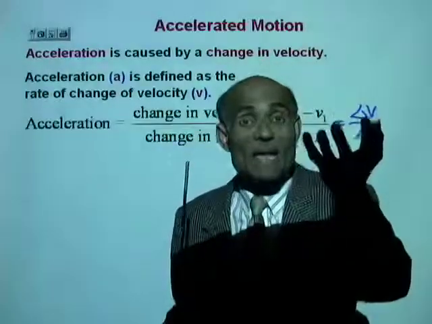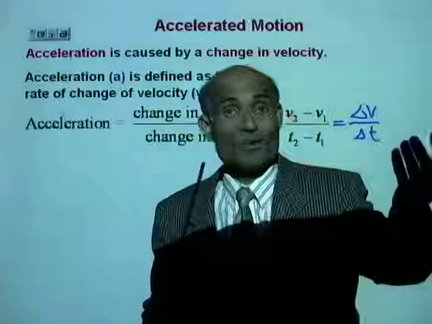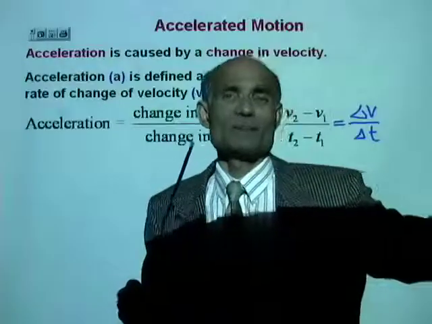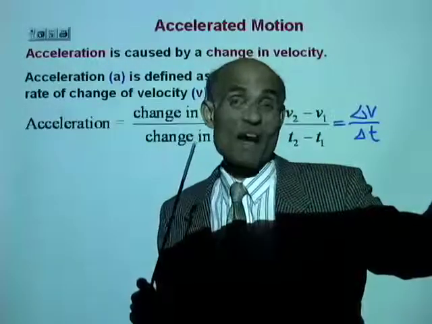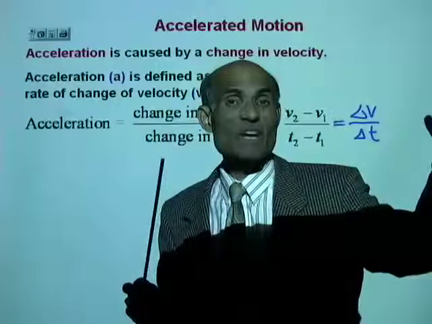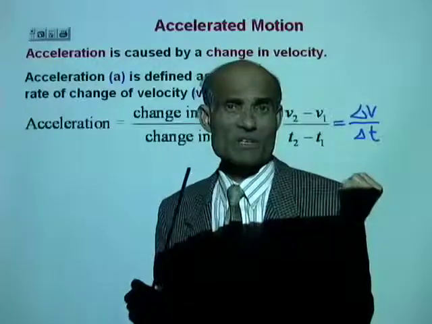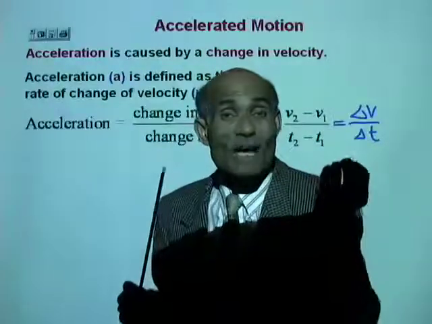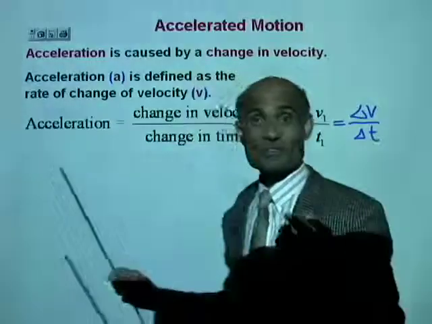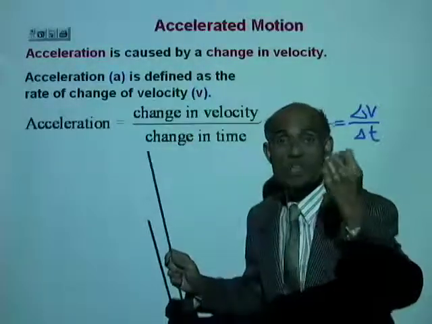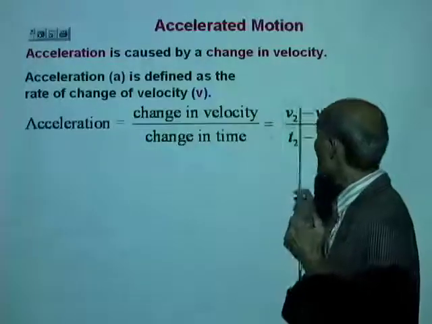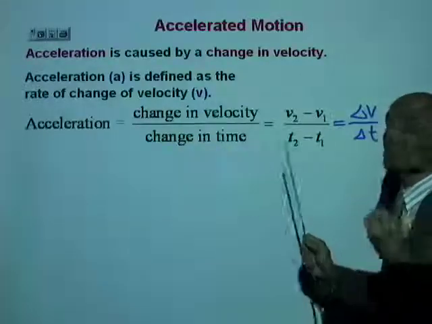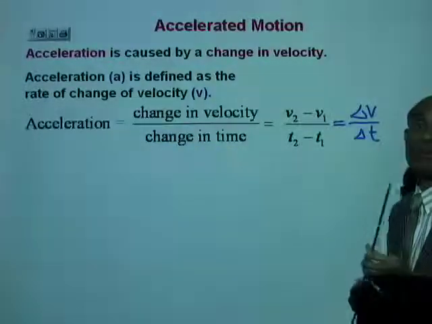Well, if money is measured in dollars, what is the unit for measuring the change in the amount of money? You went to the mall with $500 in your pocket and you came back with $20. What is the change in the amount of money in your pocket? It is $480. Is that right? So if the velocity is measured in meter per second, the change in velocity delta v also is measured in meter per second.